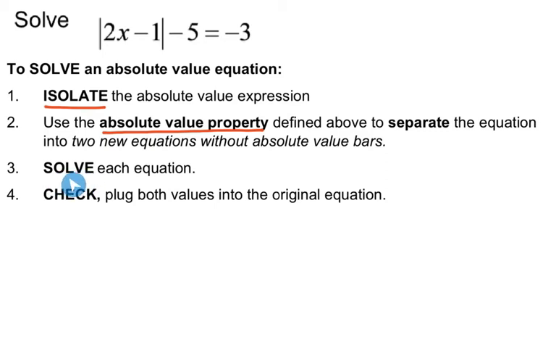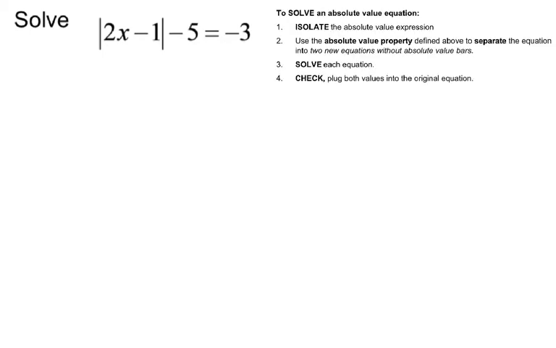We'll just need to solve each equation. And then remember, anytime you're solving, your solution should always check in the original equation. So let's go about solving this. The first thing we'll do is isolate the absolute value. That means I'm going to add 5 to both sides of the equation. This leaves me with the absolute value of 2x minus 1 equals negative 3 plus 5, which is positive 2.